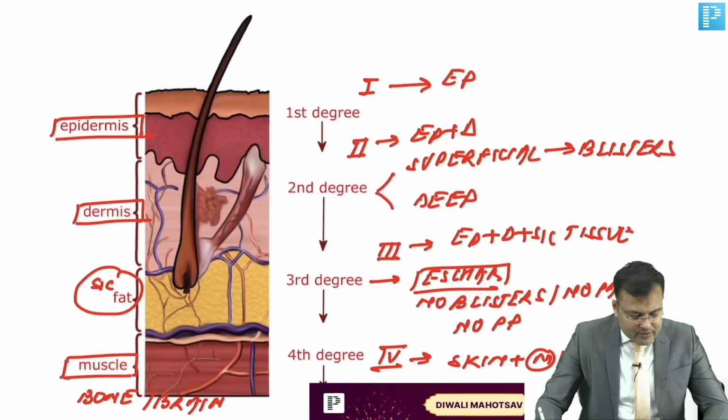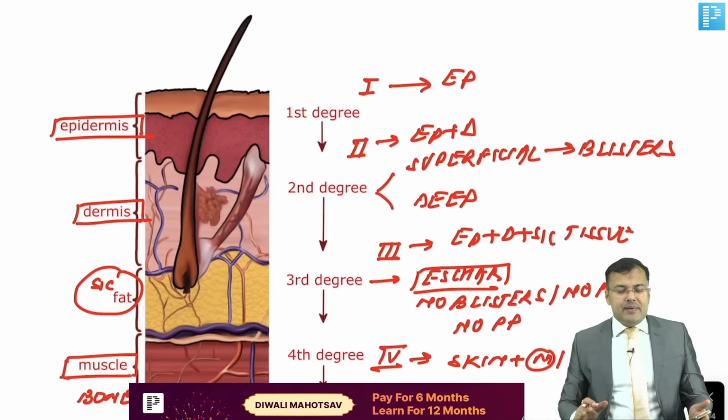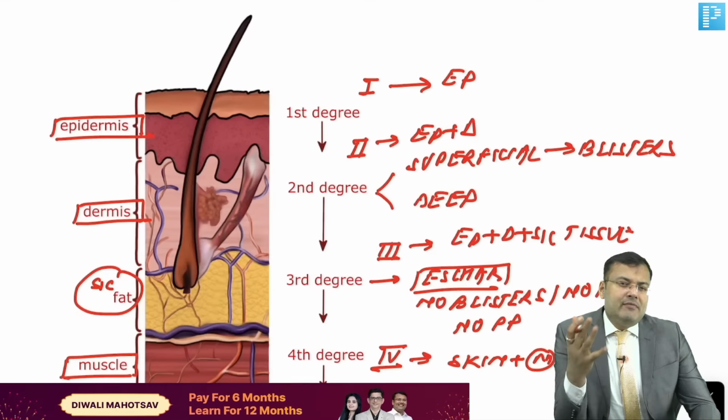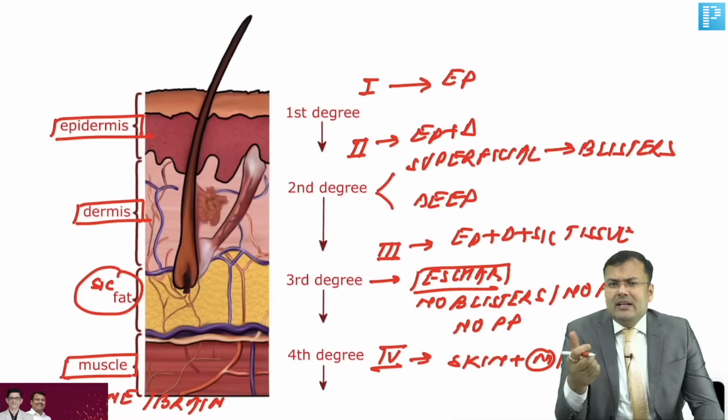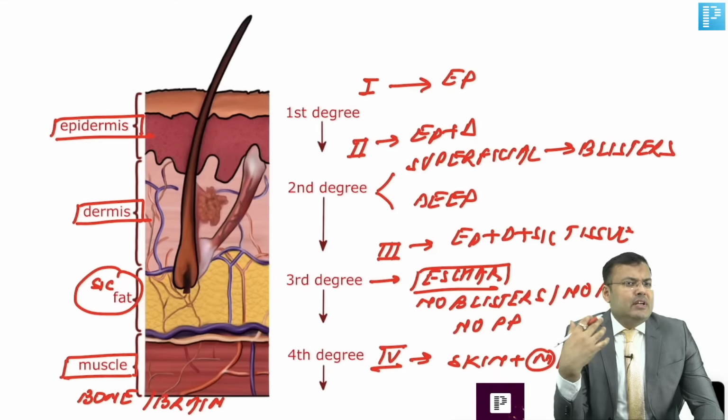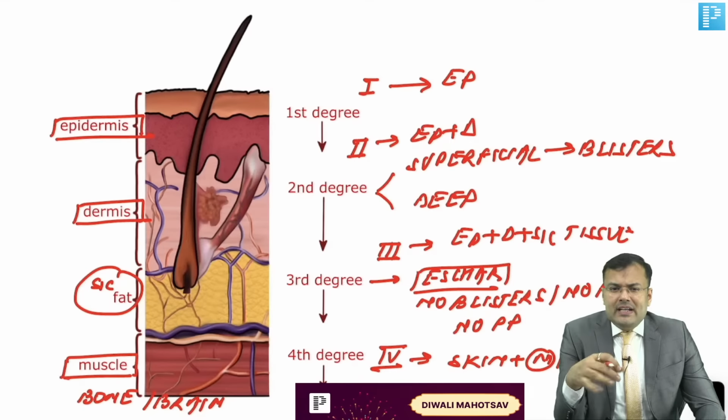You will remember this, guys. I am again repeating, we are expecting one question in which the sacrum will be exposed in the form of a pressure ulcer. They will ask you to tell the stage, and obviously if you can see the muscle or the bone, it is stage 4.